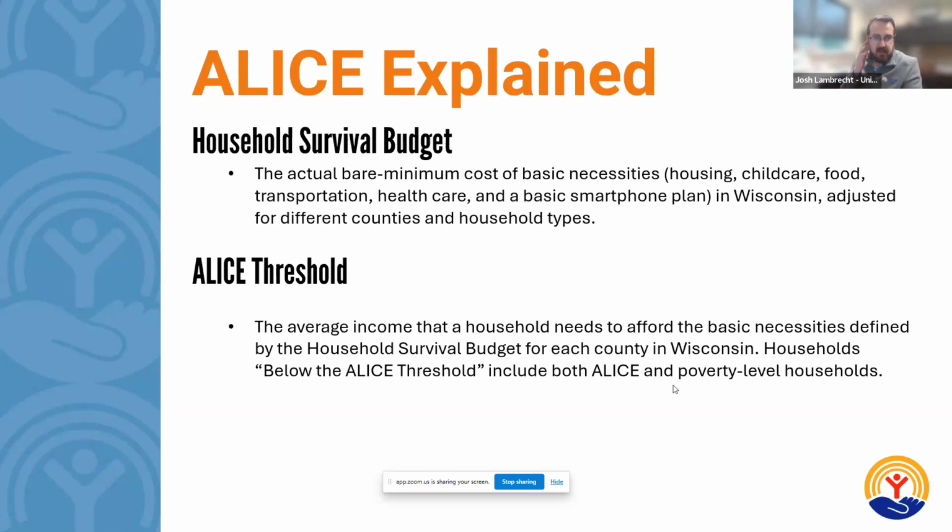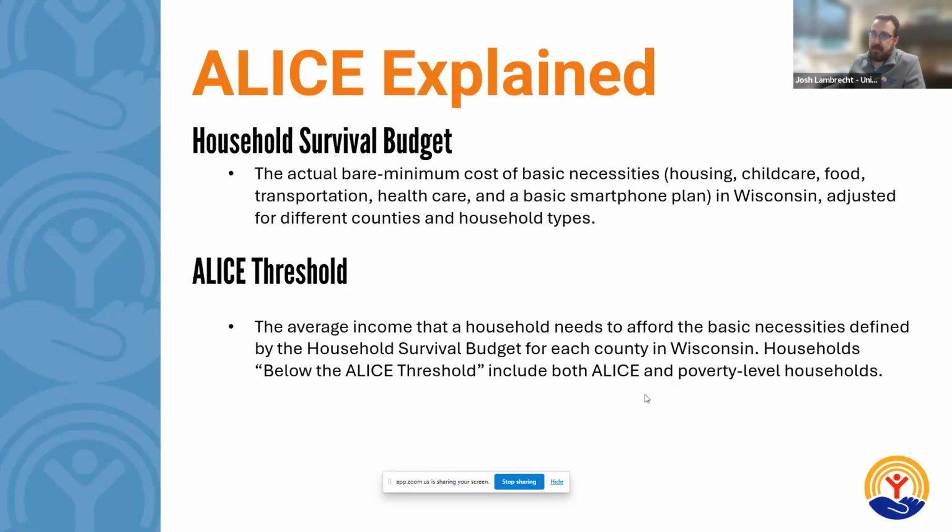And so through the ALICE program here, there's been a household survival budget, which has been developed to really understand what are those critical needs and how much of a budget, if we're assuming all the best case scenarios, 30% of income, those types of things, what does that budget look like for those folks who are in that population?